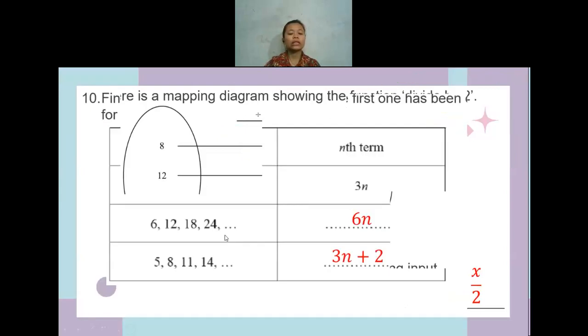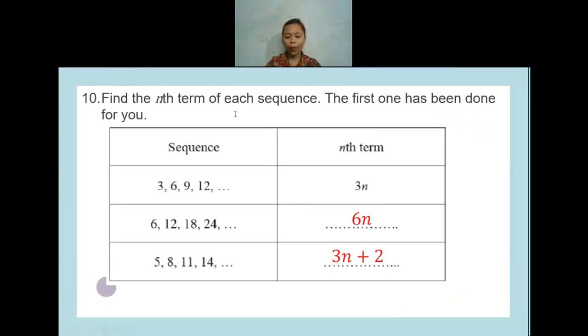For question 10, we already have the sequence. We need to find the nth term of each sequence. To find the nth term, you can find the term-to-term rule first. From 6 to 12, we plus 6. 12 to 18, we plus 6. 18 to 24, we plus 6. The term-to-term rule is plus 6.